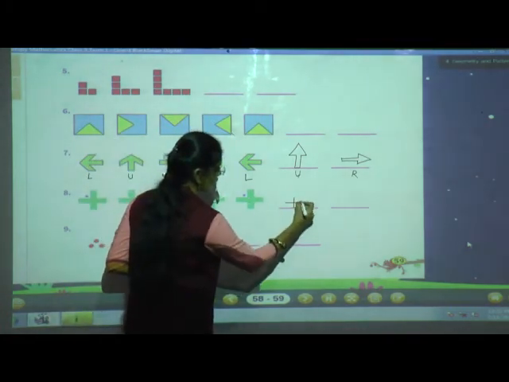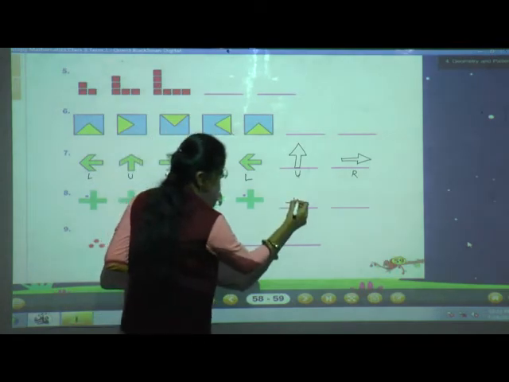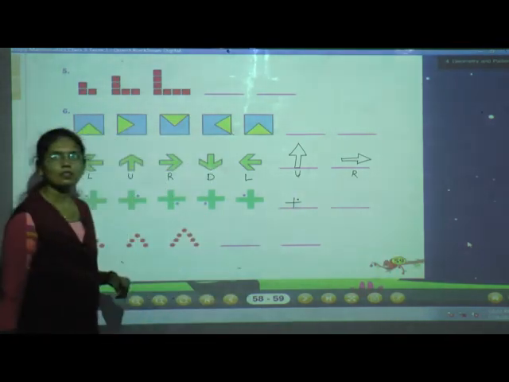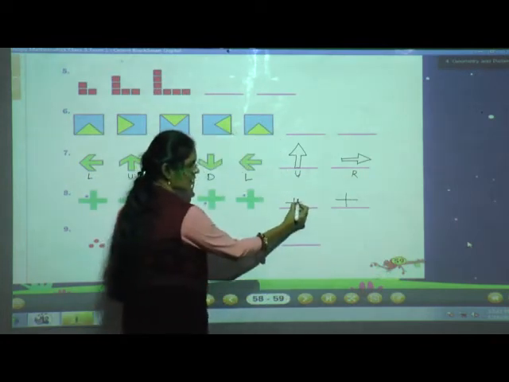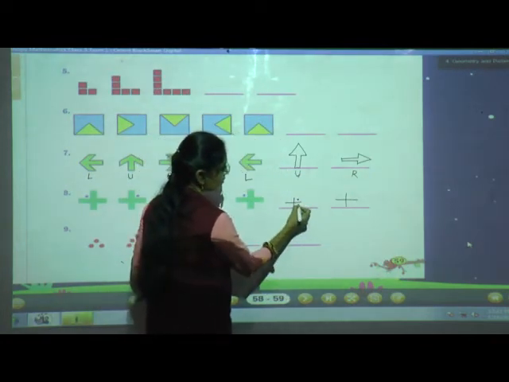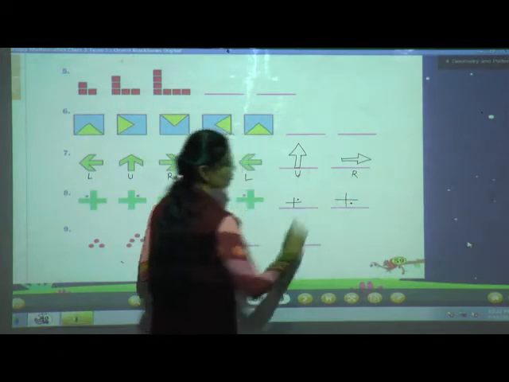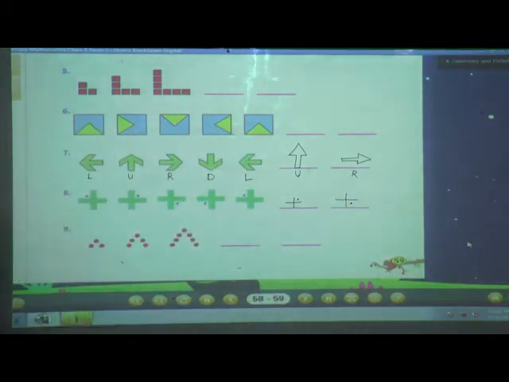So I'll draw here, and you have to give the dot here. Then the dot is here now, then in the next pattern the dot will come down. So in this way you can draw the next two shapes.